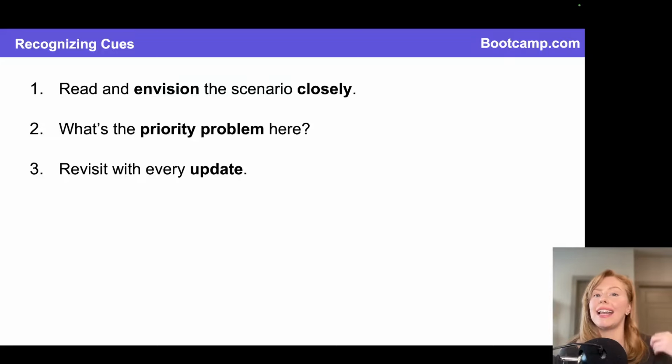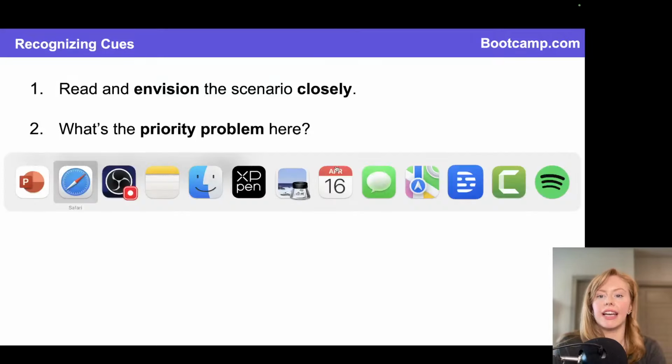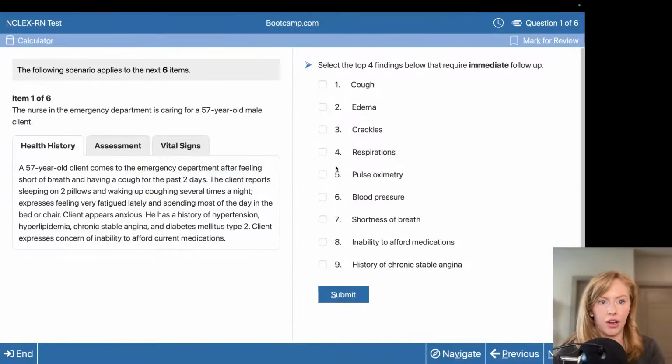And then of course, at any point, if the case client data tabs update or you get new information, revisit that mental picture. There are things that can happen in these case study updates. You can move from the ER to the OR, or from the ICU to step down, or even be discharged home. And so make sure you have this mental picture of what's happening with the patient at each step in the case. So let's take a second envisioning this scenario closely.